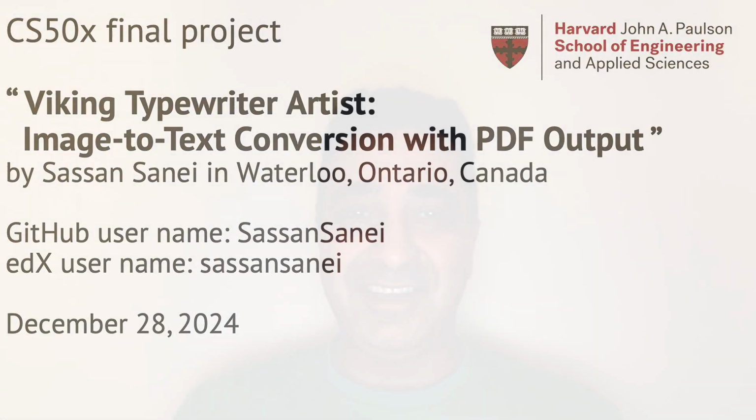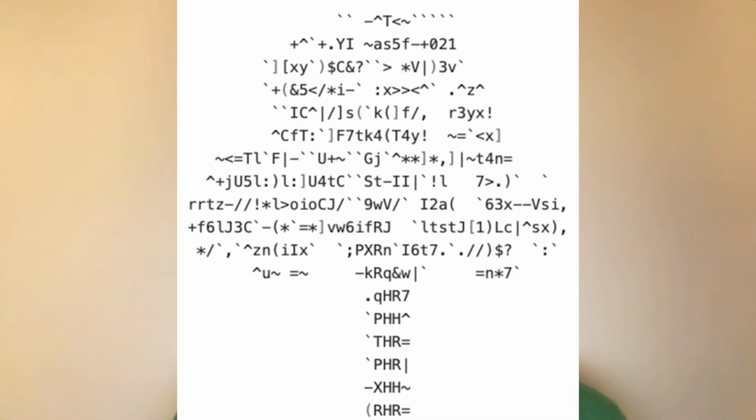I'm Sasan Sane, and this is my CS50 final project called Viking Typewriter Artist. It's a Python program that converts an image into a jumble of alphanumeric characters which, when viewed from a distance, resemble the image. For example, here's how an image of a tree might look. And here's a self-portrait. I chose this project to practice Python programming, image manipulation, and creating PDFs.